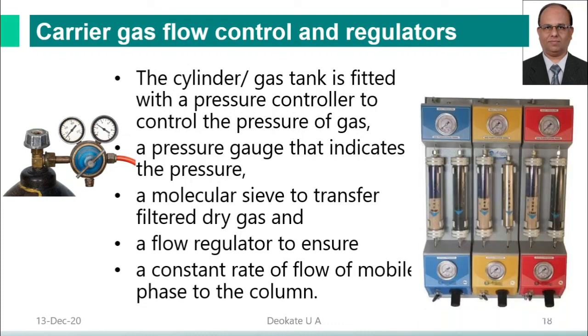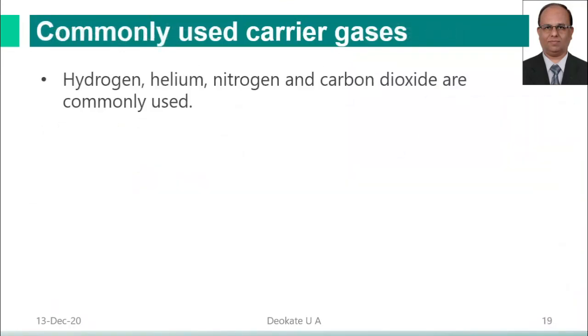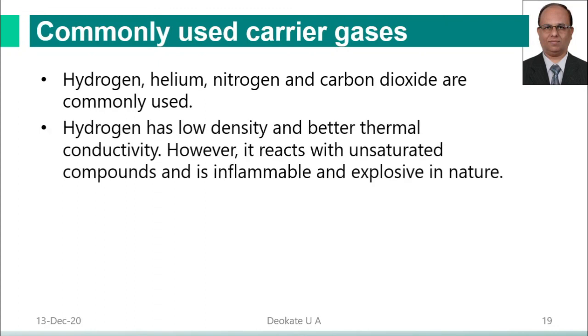See, this is the gas control panel utilizing the molecular sieves and the dryers or scrubbers. And this is the oxy trap, which will trap out the oxygen which is there in the carrier gas. It will filter the carrier gas, and the filtered, very highly pure carrier gas will reach the column. Commonly used carrier gases, as we are discussing, are hydrogen, helium, nitrogen, and carbon dioxide.